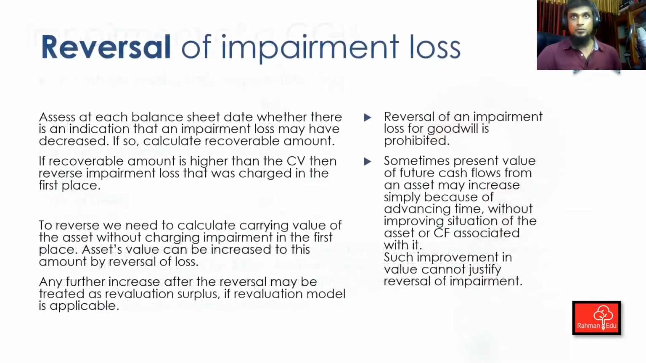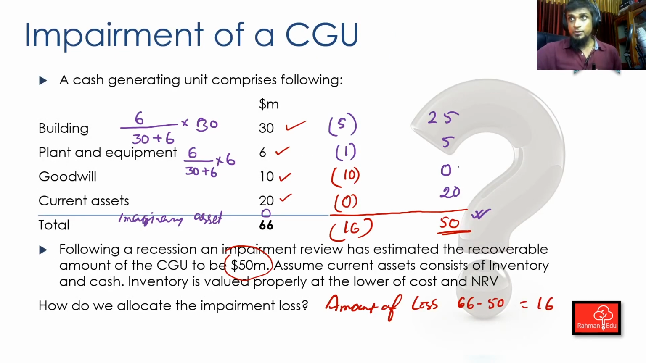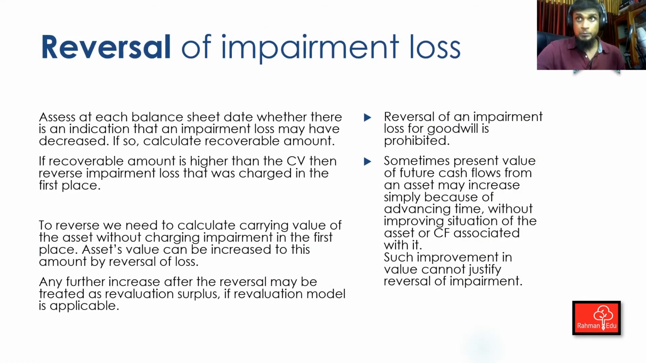Yes. Now we are talking about reversal of impairment loss. To understand that, let's go back to the previous slide just for a while. There we had a building, right? With $30 million carrying value. We have charged $5 million impairment loss on the building. And the revised carrying value became $25 million, same as the recoverable amount if that is available, otherwise just a result of that and carrying value. Let's just call it carrying value.